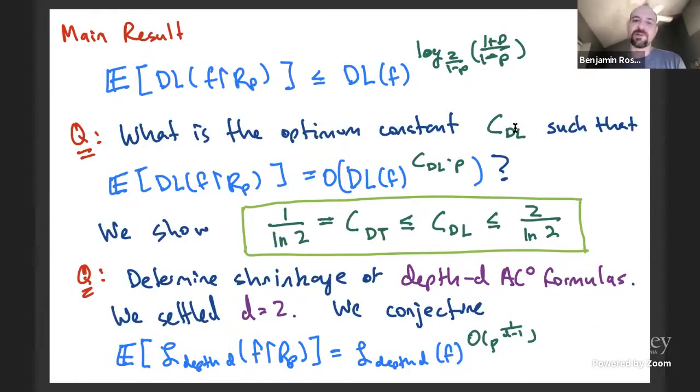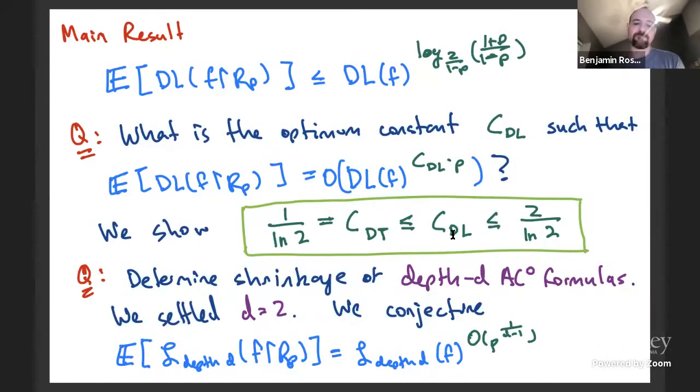is the following question. What's the smallest constant C such that the expected decision list size of any function is at most order of the decision list size to the C times P for all P? And in our results, we have both upper and lower bounds showing that the constant for decision lists is between 1 over natural log of 2 and 2 over natural log of 2. So it would be interesting to pin this down exactly.